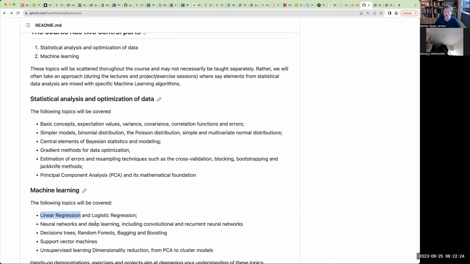Towards neural networks and deep learning methods. And we will focus on neural networks and convolutional and recurrent neural networks. But we will start with linear regression.